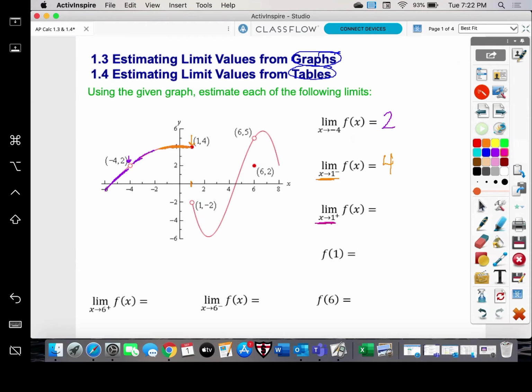The next one says we're going to approach 1 from the right. So I'm looking only at the branch of the function that's coming from the right and getting close to -1. So I'm coming here and I have an open circle, but open circles can be limits too. So we say that limit, our y value, is getting close to -2.